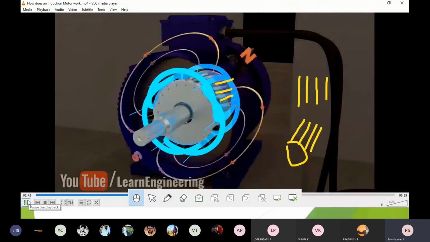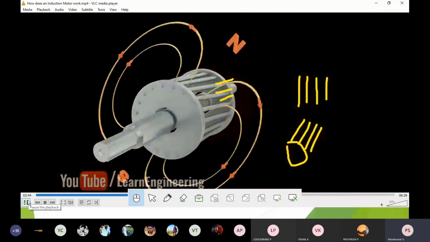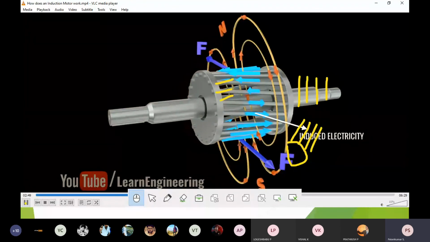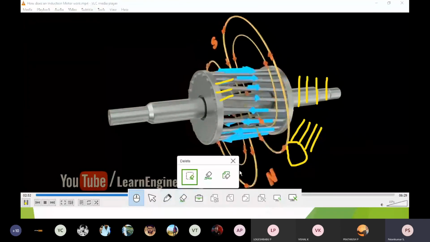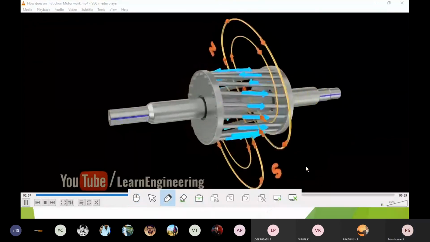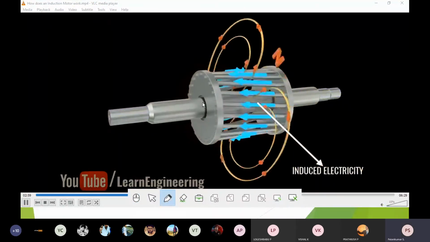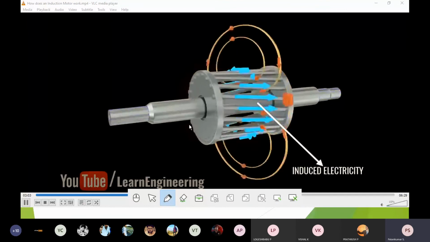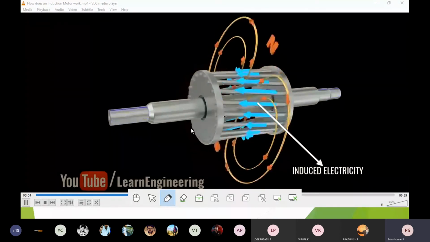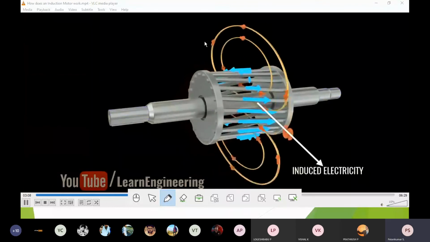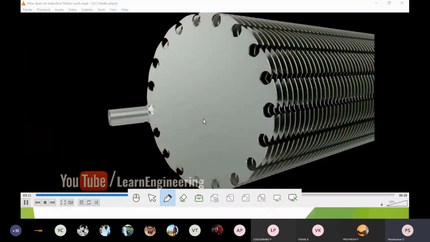So this is how the magnetic field keeps on rotating, and automatically it will cut and induce EMF. This induced EMF will oppose the cause. So in order to oppose the cause, the rotor starts rotating in the same direction as that of the rotating magnetic field.